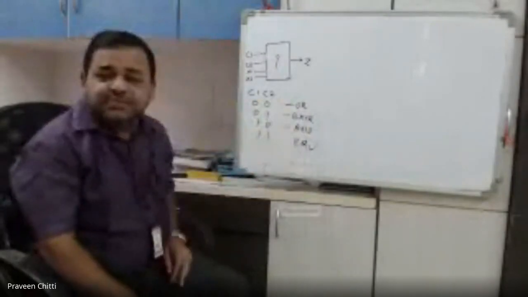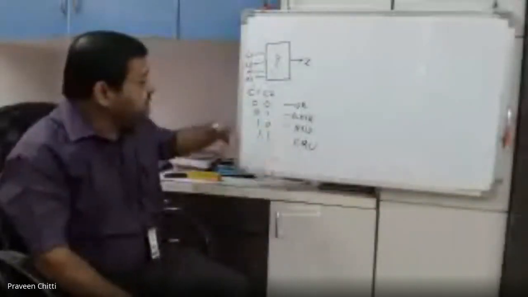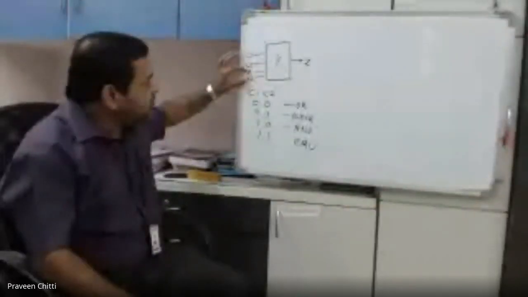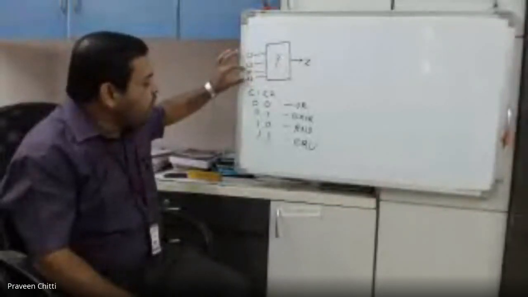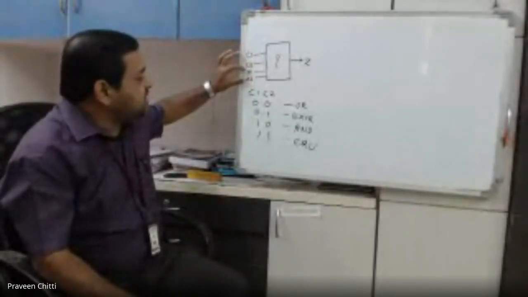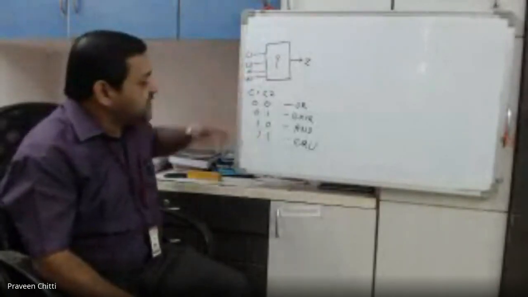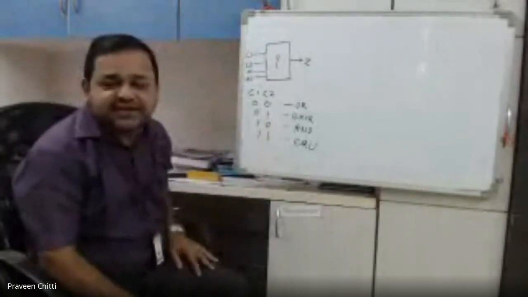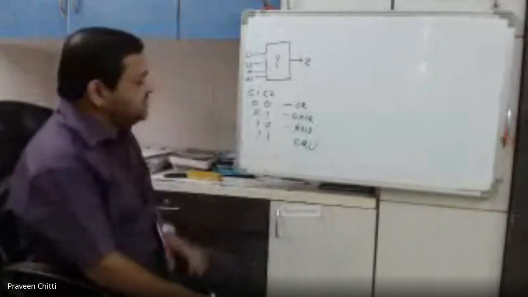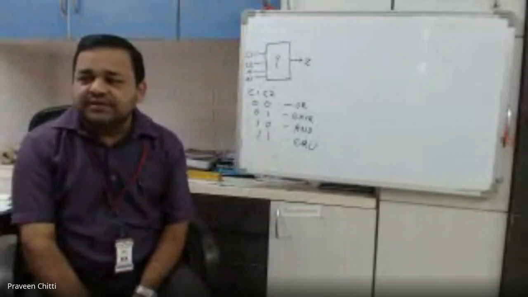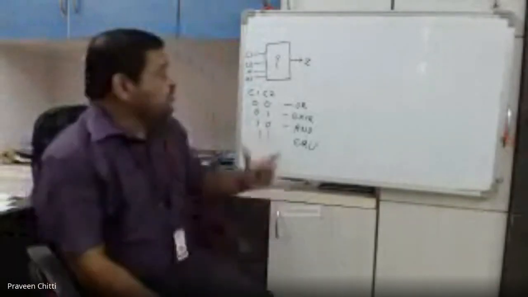All these operations will be performed on what? Based on C1, C2, either OR operation of X1 and X2, or XOR operation of X1 and X2, or AND operation of X1 and X2, or whether X1 and X2 are same. EQU means if they are same, equivalent operation. Is that clear? Now you have to write the truth table. How to write the truth table?